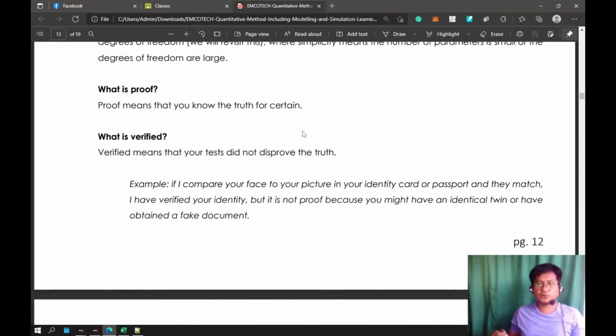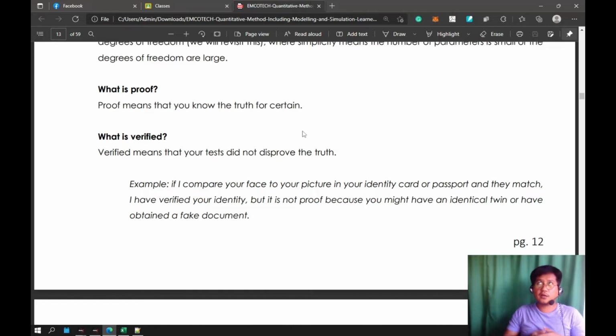So, proof and truth. I have verified. Okay? The example is simply you give me your ID, I look at your ID, I compare the face in your ID to your actual face. I did verify that the face in this ID is really you. It really looks like you. But the question is, is it really you? You could have a twin, and the one in the picture in the ID is your twin, not you.